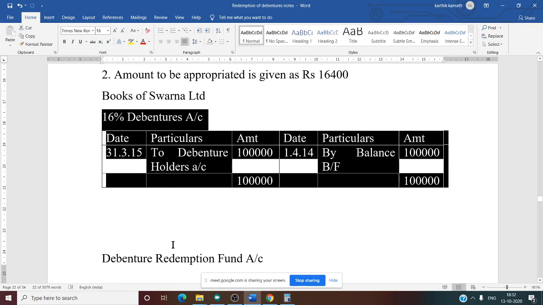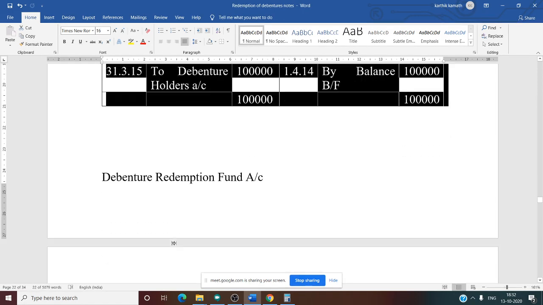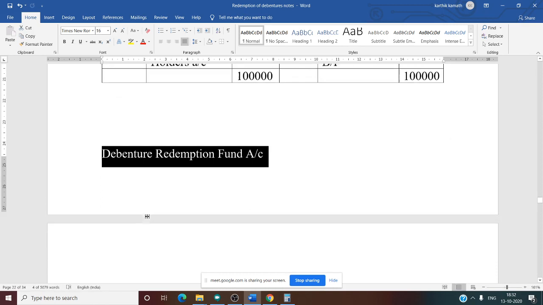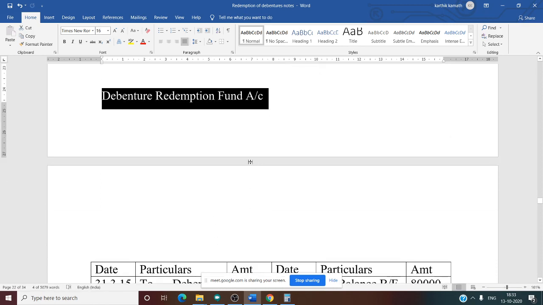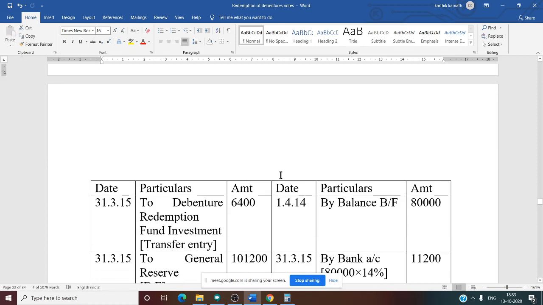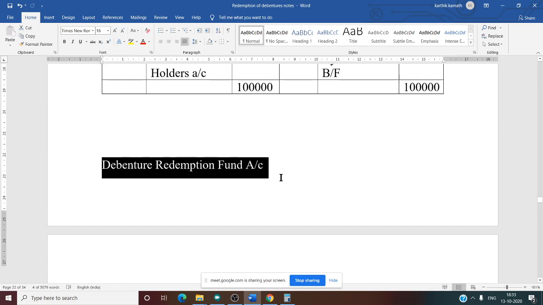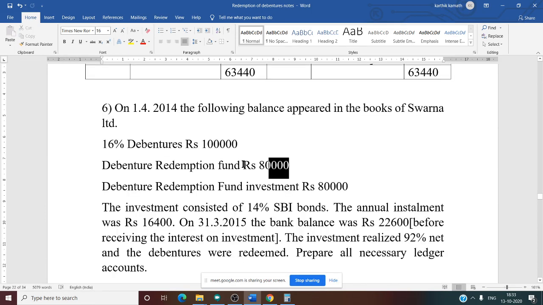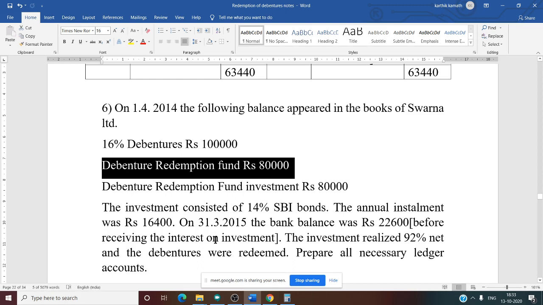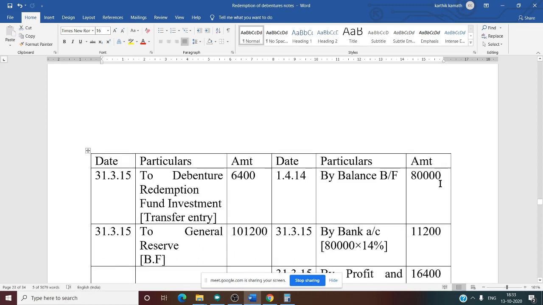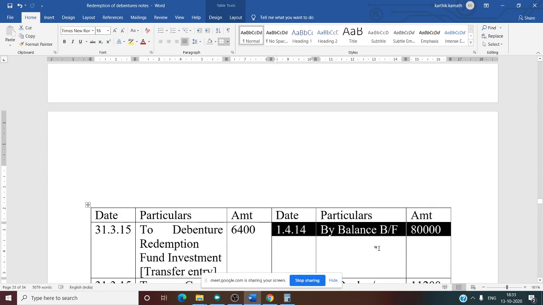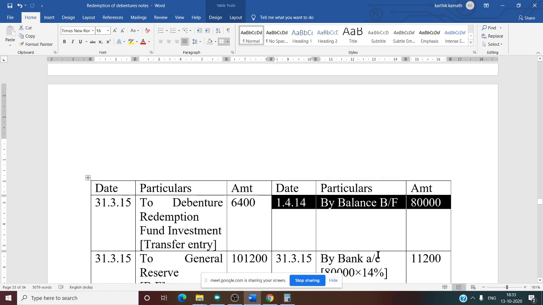Debenture account is closed. Now we need to prepare the debenture redemption fund account. The second account is the sinking fund account or debenture redemption fund account. So now the debenture redemption fund also has a credit balance. Whether they have given the balance? Yes, see this, in the question they have mentioned last year 80,000 is the balance. So the opening balance you write on the credit side of the sinking fund account or debenture redemption fund account. 1/4/2014 by balance brought forward 80,000. That is the opening balance given in the question. Okay. So now in this year, what other entries are there?